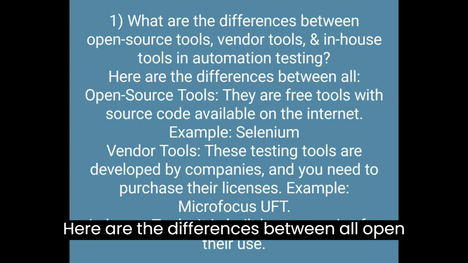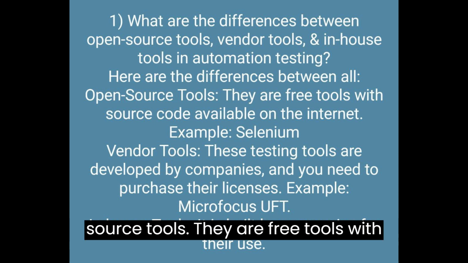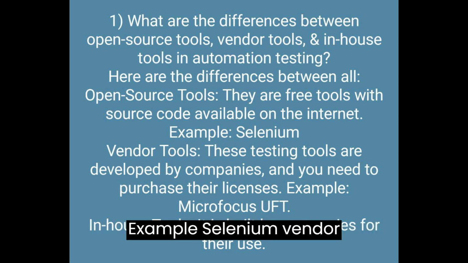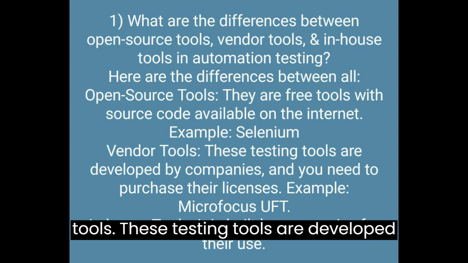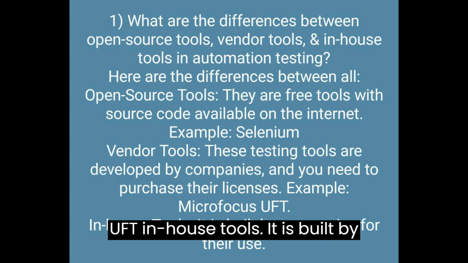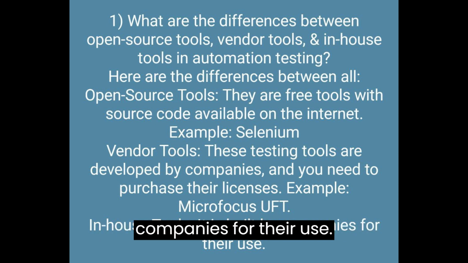Here are the differences between them. Open source tools are free tools with source code available on the internet. Example, Selenium. Vendor tools are testing tools developed by companies, and you need to purchase their licenses. Example, Microfocus UFT. In-house tools are built by companies for their own use.